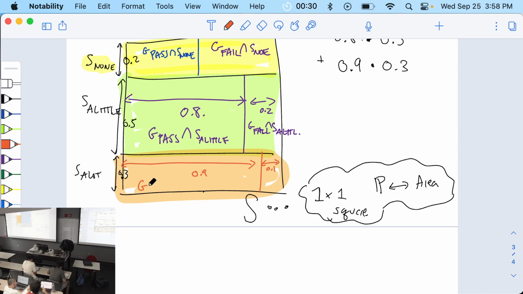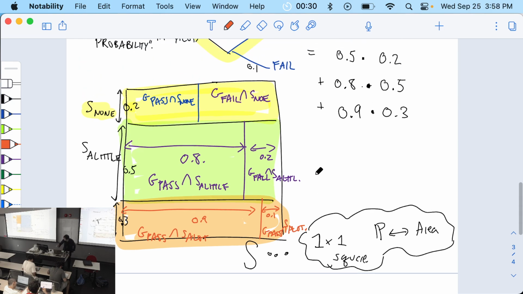Okay, and this is you pass, and you study a lot. Okay, so the probability space is divided into 6 pieces, and you can kind of visually see the rough sizes of the individual pieces, right? Some of the pieces are really small. Like if you fail and study a lot, super teeny tiny chance of that happening.